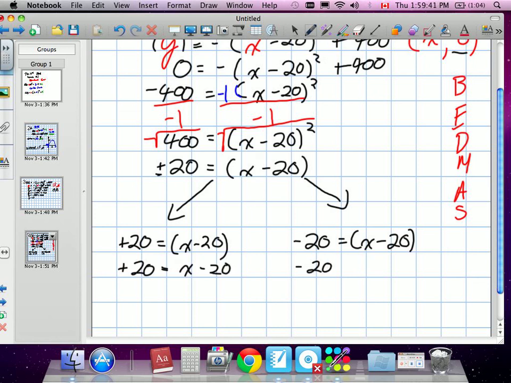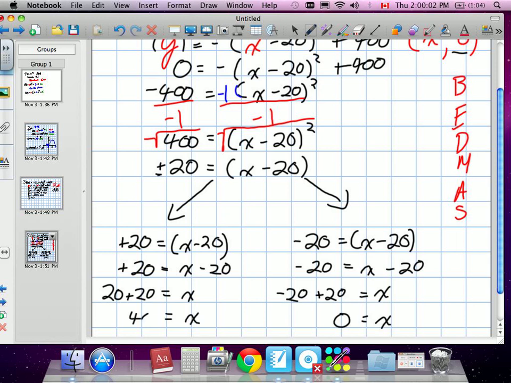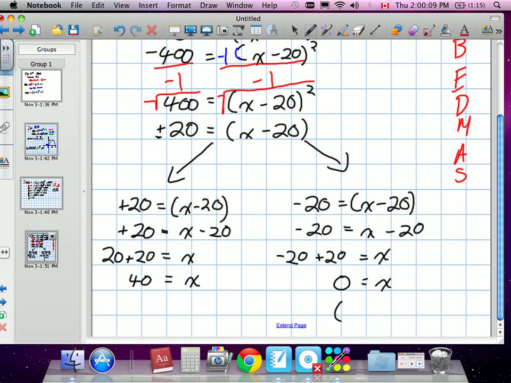When I bring 20 to the other side, I'm going to get 20 plus 20 equals x. And on this side, I'm going to get negative 20 plus 20 equals x. So I have 2 answers for my x-intercepts, which makes perfect sense because we said there was going to be 2 x-intercepts. One of the x-intercepts is going to be at 0 and 0. We already solved that. We already know that y is 0. And the other x-intercept will be at 40 and 0.